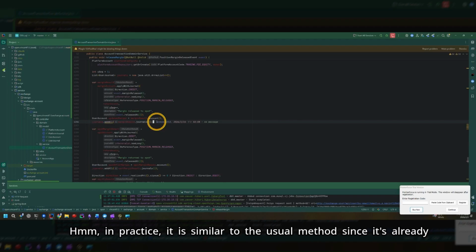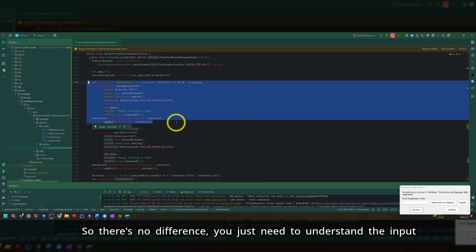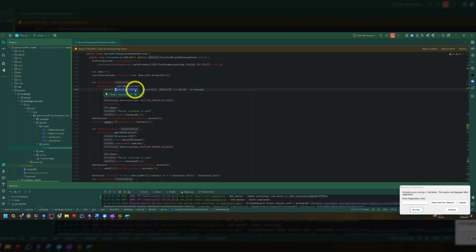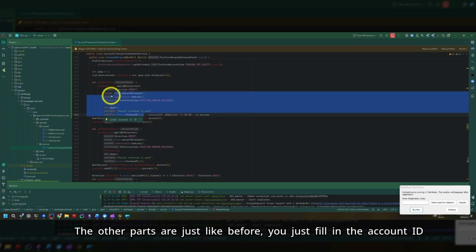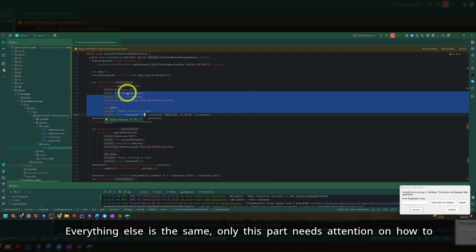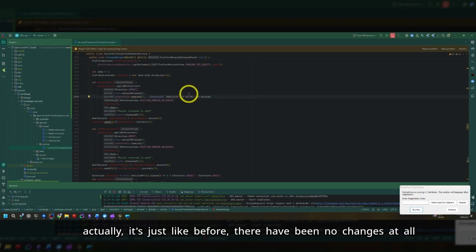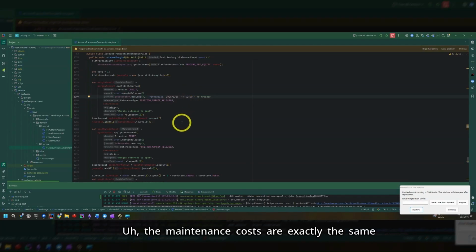In practice, it is similar to the usual method since it's already encapsulated. So there's no difference. You just need to understand the input parameters, like the first one, how to fill in credit and debit. The other parts are just like before, you just fill in the account ID, reference type, and sequence. Everything else is the same, only this part needs attention on how to fill it out. So in terms of maintenance and implementation, it's just like before, there have been no changes at all. The maintenance costs are exactly the same.